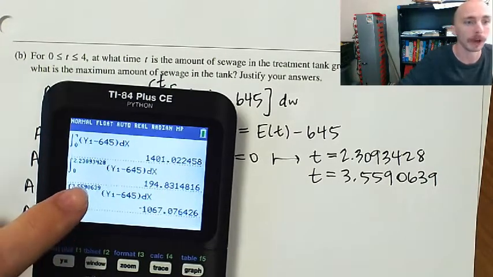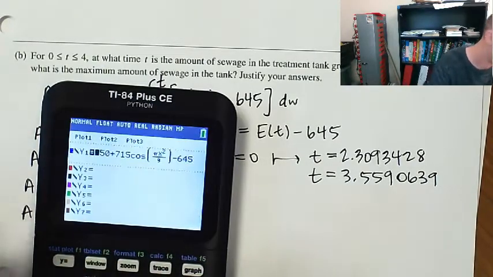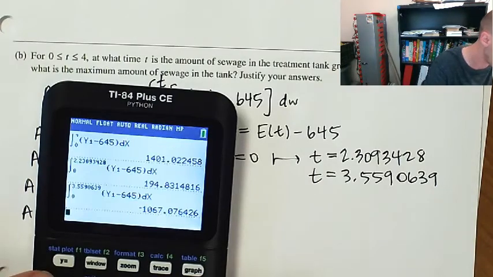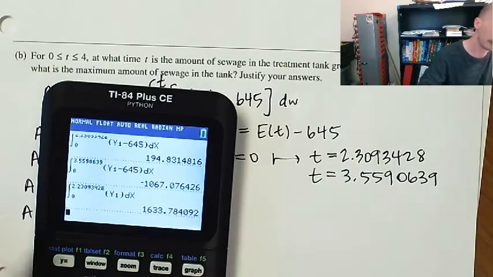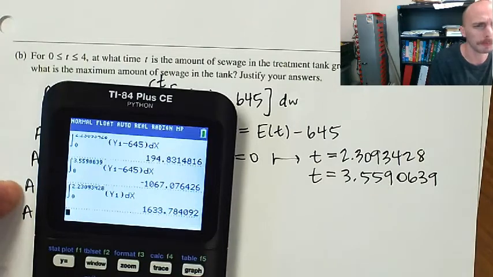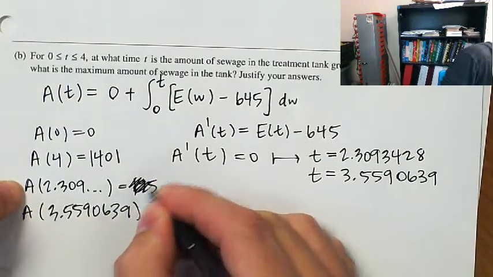Oh, okay, I know what happened. Okay, I need to be careful. I need to go back and change. Oh, man, Y1 has the minus 645 in it. Okay, that's troublesome. So I need to go back up to this one, kill off the negative 645. I was like, man. Okay, yeah, that seemed like a really low amount of sewage. Yeah, so that's 1,634. Oh, boy, that was a close call.